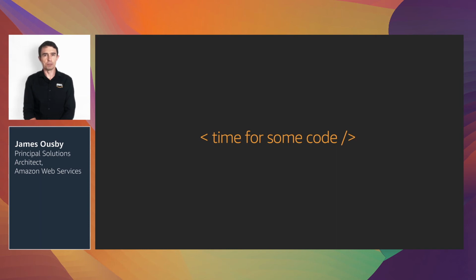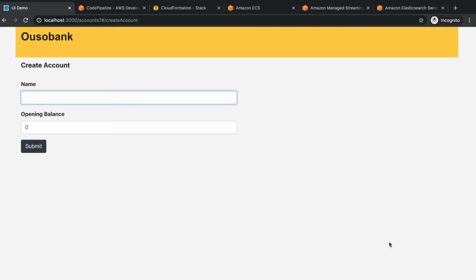Okay, time for some code. So what I'd like to show you first is the application functionality. For this sample application, there's 3 main functions you can perform. You can create accounts, you can deposit money and withdraw money from an account. So here we have the create account screen. I'm going to create a new account with an opening balance of $3,000.